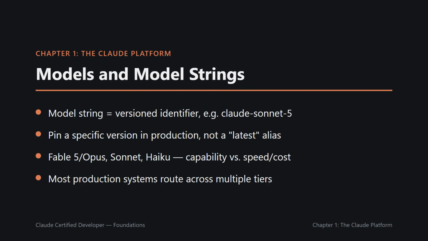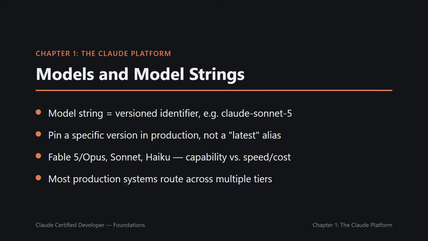When you call the Claude API, you specify exactly which model to use via a model string, a version identifier, not just a friendly tier name. Something like Claude Sonnet 5 or Claude Opus 4-8. Pin a specific version in production rather than relying on an alias that silently points to whatever's newest. Test new versions deliberately before switching.